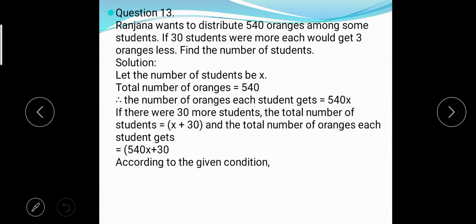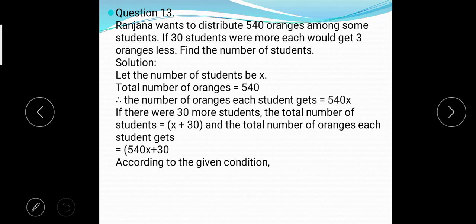Let the number of students be x. Whatever we have to find out in the word problem, let us consider it as one variable. Total number of oranges is 540. The number of oranges each student gets is 540 by x, obviously.